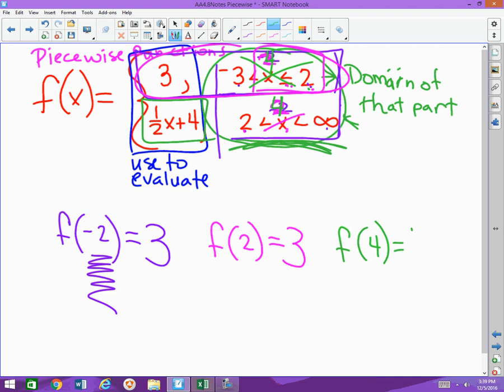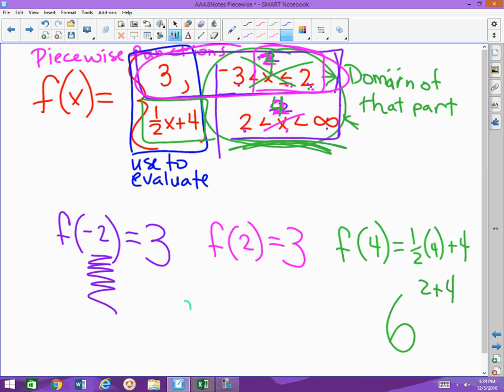And so we have 1/2 times 4 plus 4. Half of 4 is 2, plus 4 is 6. So for this function, f of 4 is 6.